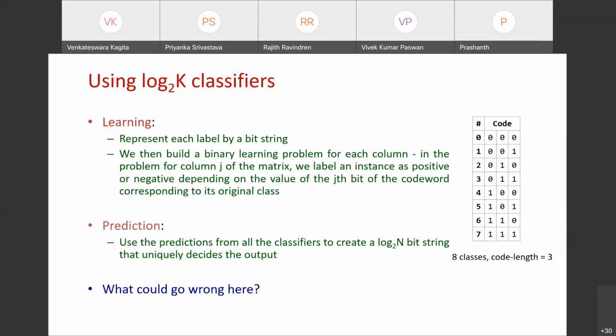The problem with this is, even if one of the classifiers makes a mistake, then the whole prediction will be wrong. Isn't it? Even if one of the classifiers makes a mistake, the whole prediction will be wrong. So how do you solve that?